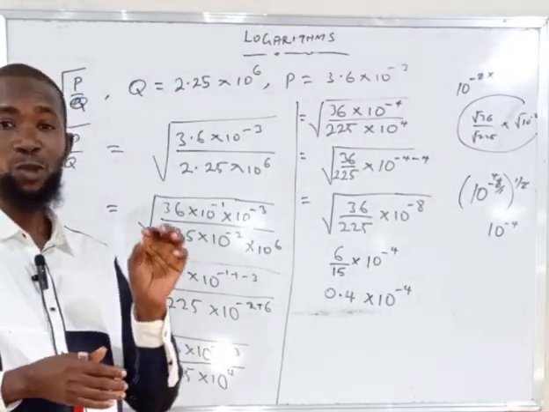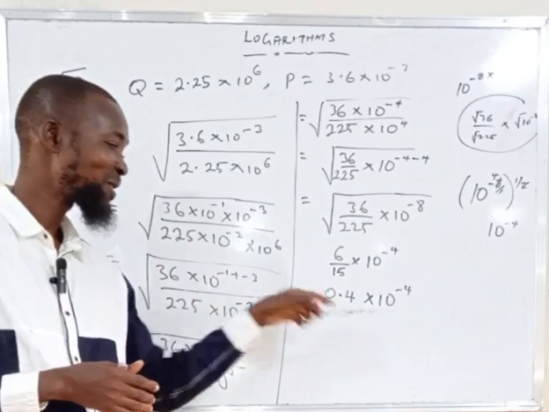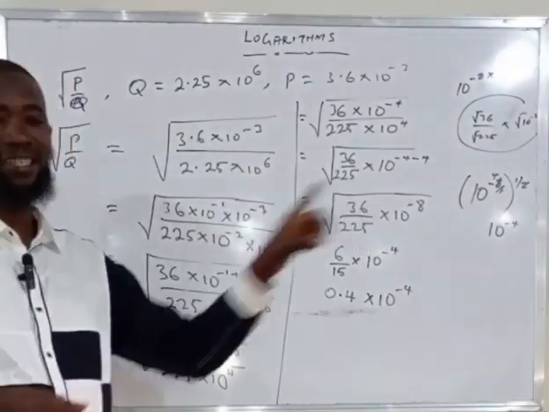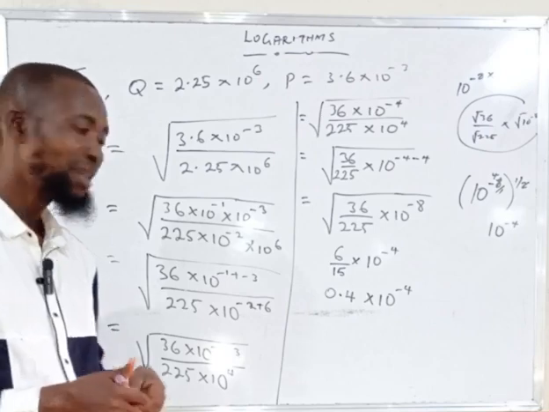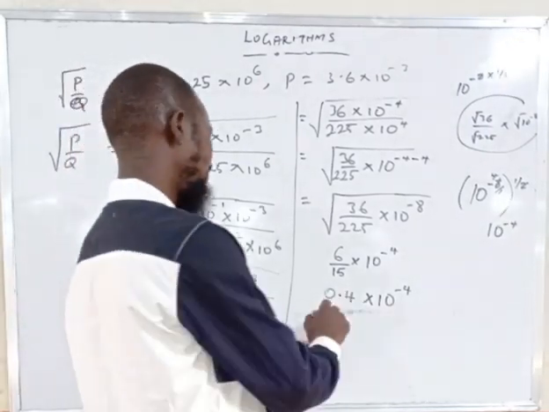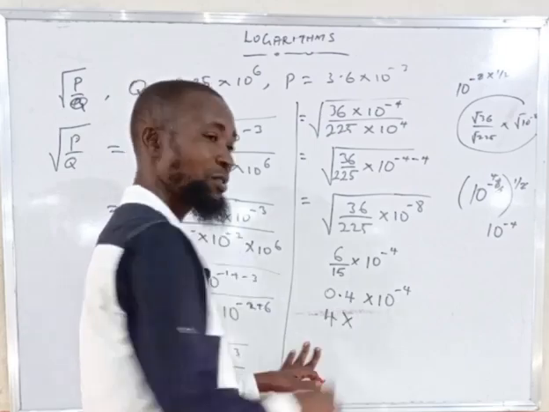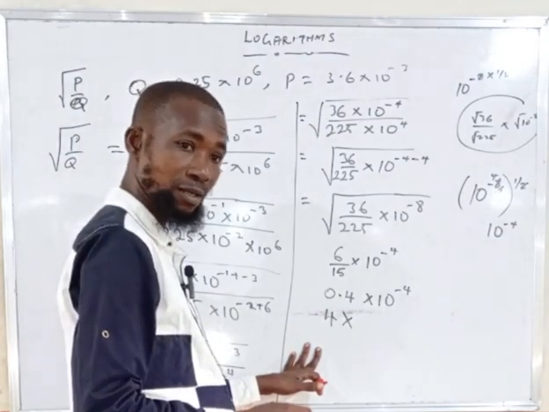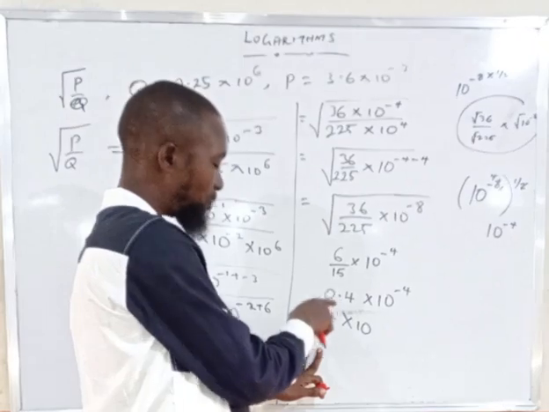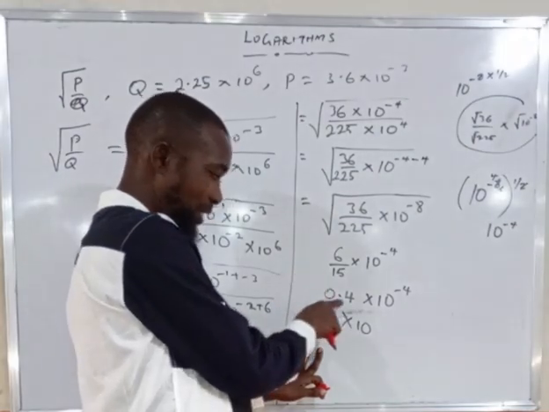Between what? What is the first number here? First number and the number after it. But since we don't have any number after it, we can say it is 4 times 10. Now, for this point, normally the point is here.